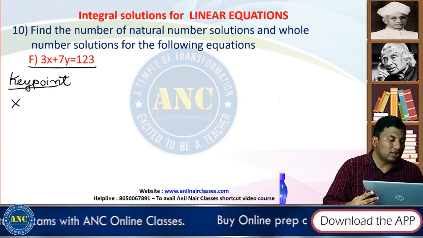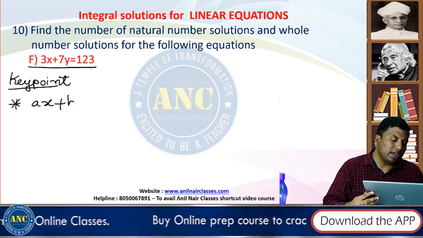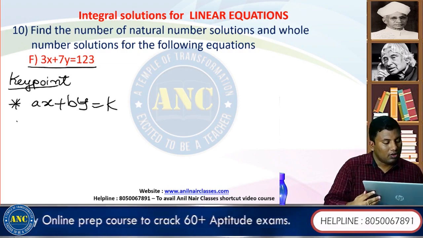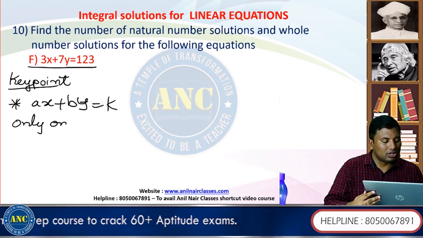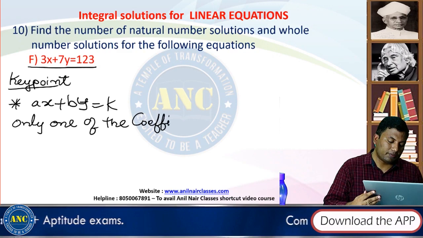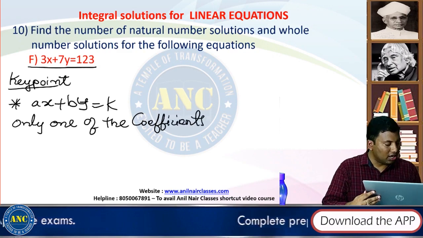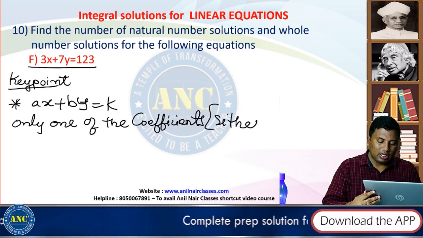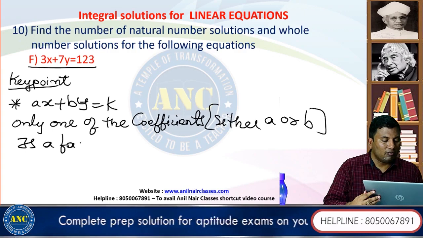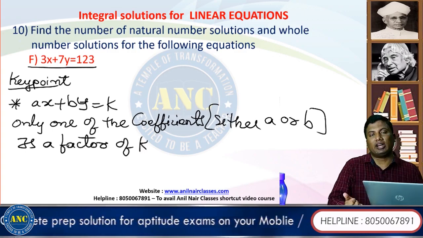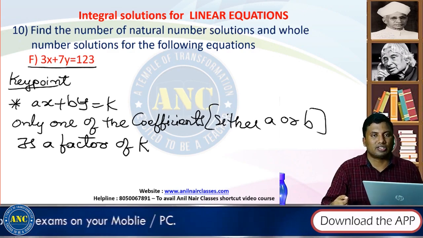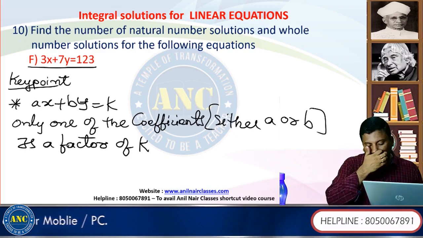The concept which I am explaining right now is ax plus by equivalent to k, only when one of the coefficients, either a or b, is a factor of right hand side. We are discussing this case. We discussed when both of them are factors of right hand side. Now I am discussing when only one of the coefficients is a factor of right hand side.